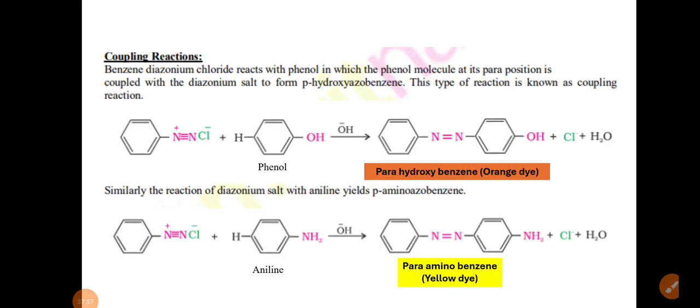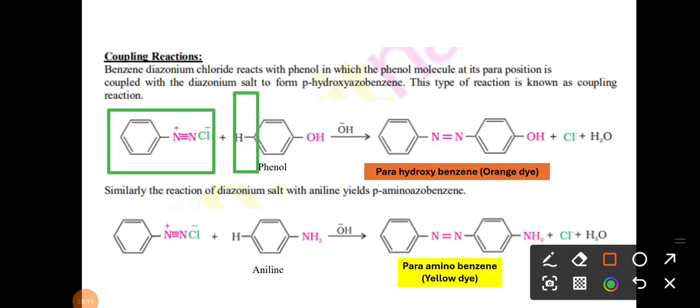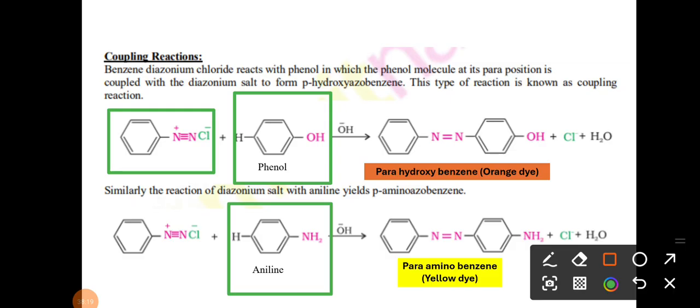Okay, then the coupling reactions. Again the coupling reactions of benzene diazonium chloride: benzene diazonium chloride reacts with phenol, and benzene diazonium chloride reacts with aniline. Here is benzene diazonium chloride, here is your phenol, and similarly here is aniline, that is the only difference. So that is the coupling between benzene diazonium chloride and phenol.